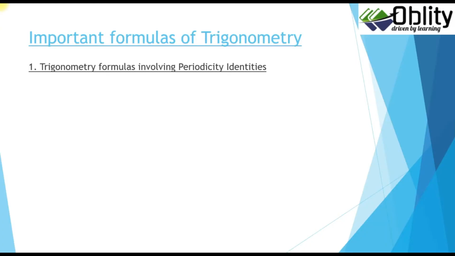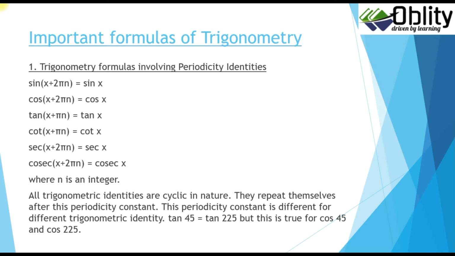Trigonometry formulas involving periodicity identities. Sin(x + 2πn) is equal to sin x. Cosine(x + 2πn) is equal to cos x. Tangent(x + πn) is equal to tan x.